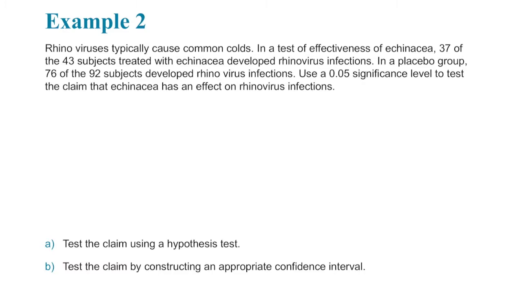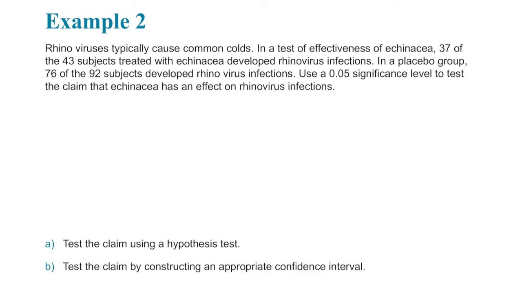Example 2. Rhinoviruses typically cause common colds. In a test of effectiveness of echinacea, 37 of 43 subjects treated with echinacea developed rhinovirus infections. In a placebo group, 76 of the 92 subjects developed rhinovirus infections. Use a 0.05 significance level to test the claim that echinacea has an effect on rhinovirus infection.